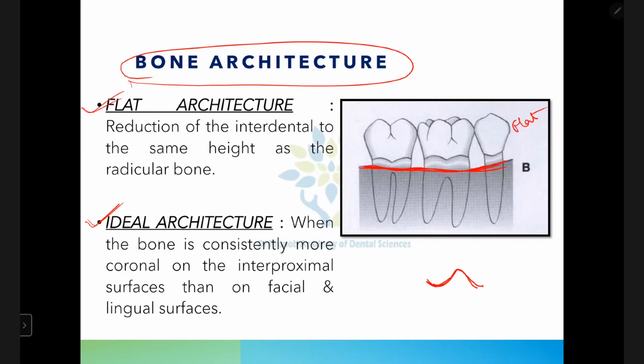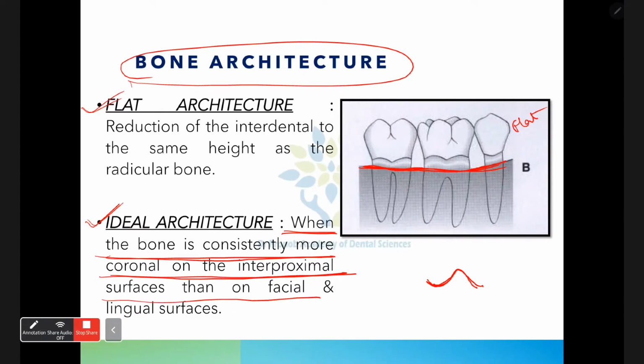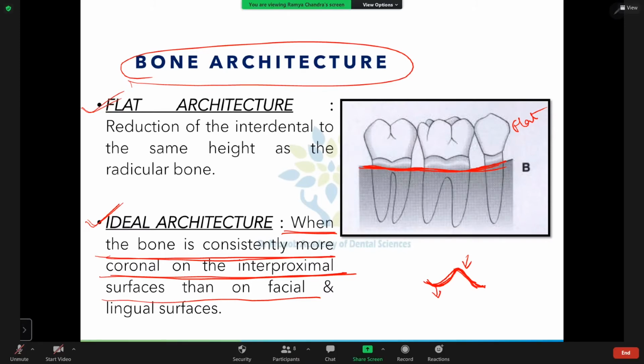We have seen this, right? Now, when the bone is consistently more coronal on the interproximal surfaces than on the facial or lingual surfaces, then it is called ideal architecture. So not only should the interproximal bone be more coronal than the labial bone, it should be more coronal when compared to the facial or lingual surfaces. Then it is called ideal architecture.